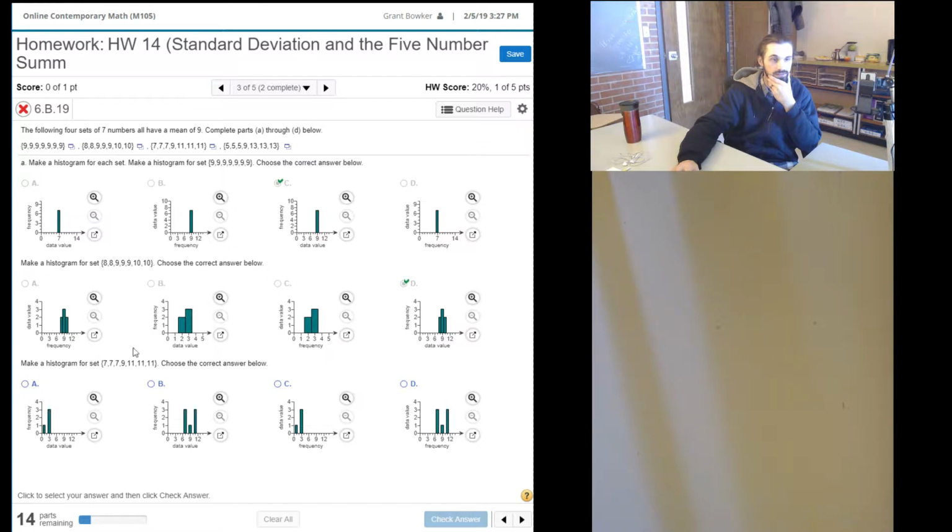Make a histogram for this set. Well, 7 has a frequency of 3, 9 has a frequency of 1, 11 has a frequency of 3. So it looks as if B is going to be the correct option. Again, match the data value to the frequency of how often they show up.